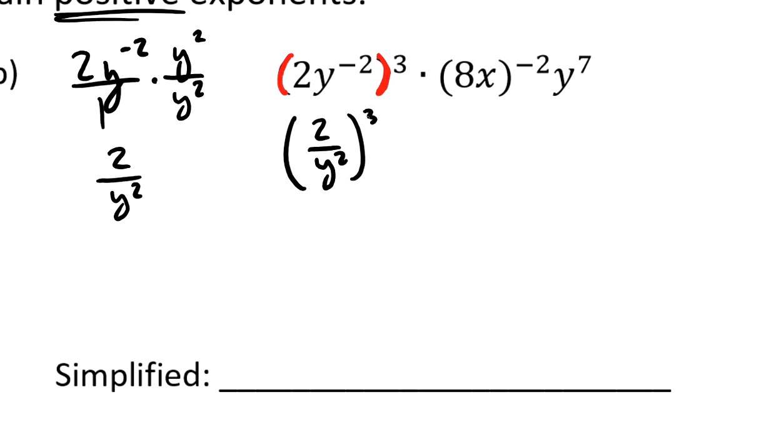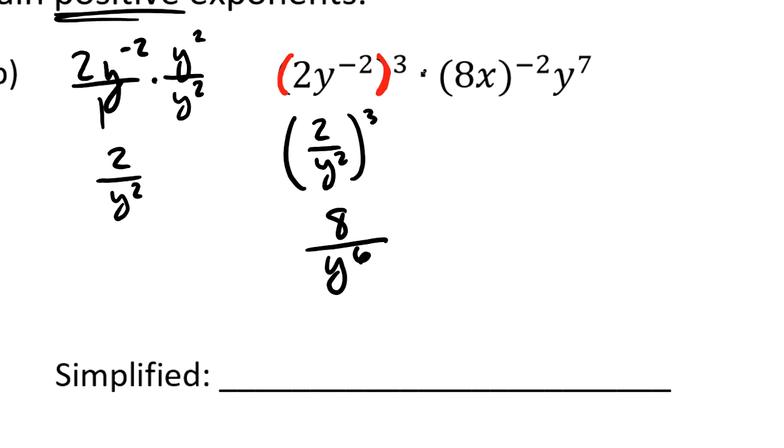Well, I can multiply that out by itself, right? 2 over y squared times 2 over y squared times 2 over y squared. And I can look at what I have, but it ends up being 2 times 2 times 2, or 8, in my numerator, over y to the 1, 2, 3, 4, 5, 6th power. So 8 over y to the 6th.